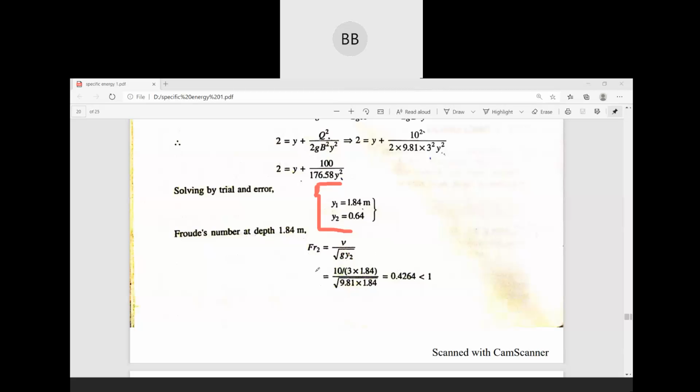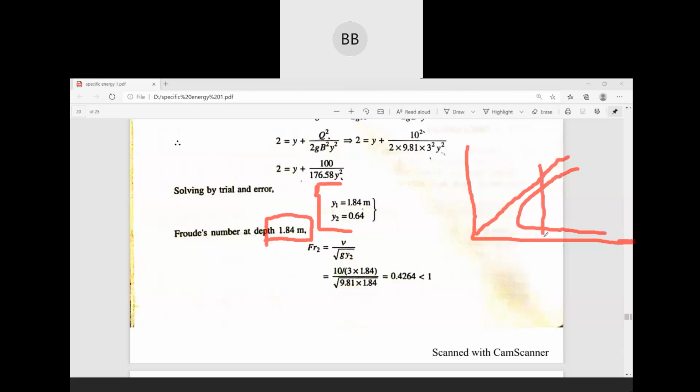Then you have to find out the Froude number. For depth 1.84, by looking at the depth of flow you can say which one will be supercritical and which one is subcritical, because this is the graph. If you remember, for a particular discharge you will be having a specific energy curve. For your specific energy of 2 meter that is given, we will be having two depths. This will be your critical depth. If you draw a straight line here, it divides the whole graph into two sections, one supercritical and one subcritical.